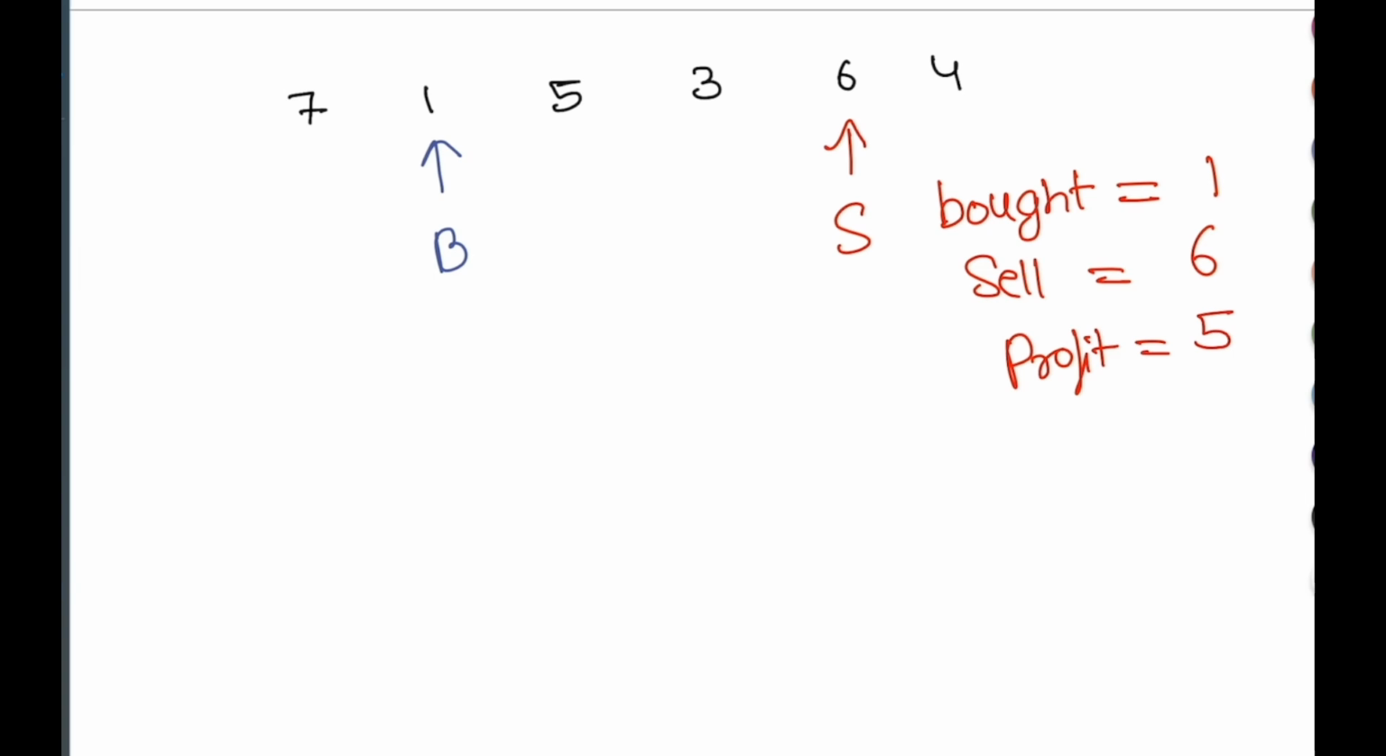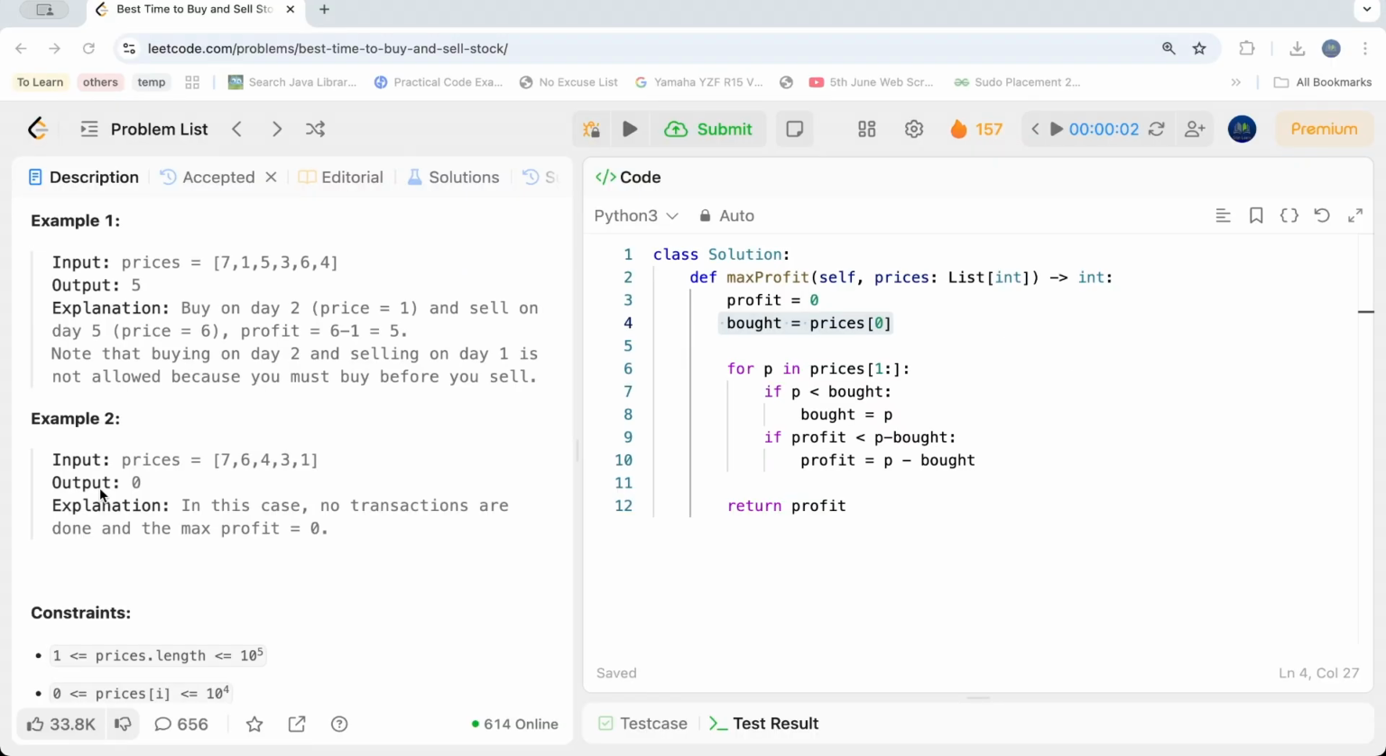Try to understand the patterns step by step. Don't rush, right? So now let me take you back to the code editor and let me show you how you can solve the problem using Python. Initially, our profit is going to be 0. Then let us buy the stock on the first day, which is prices at index 0. Let's buy this. Now let's run a loop for the other data.